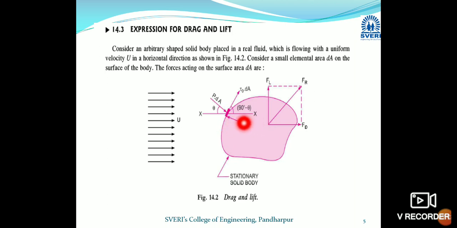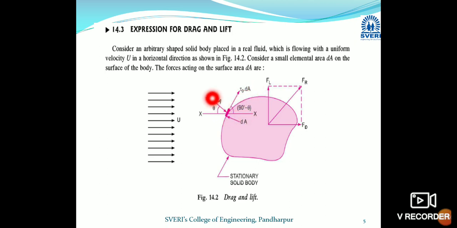Now here two forces are there. One is pressure: the fluid is exerting pressure, and P is the pressure intensity. Pressure intensity into area is nothing but pressure force, so PdA, and we know that pressure always acts normal to the surface. So PdA is the pressure force acting on this small elemental area. Another force is the shear force: the fluid makes a shearing action on this area, and that force is tau naught dA, which is the shear force perpendicular to PdA. So PdA and tau naught dA make an angle of 90 degrees with each other.